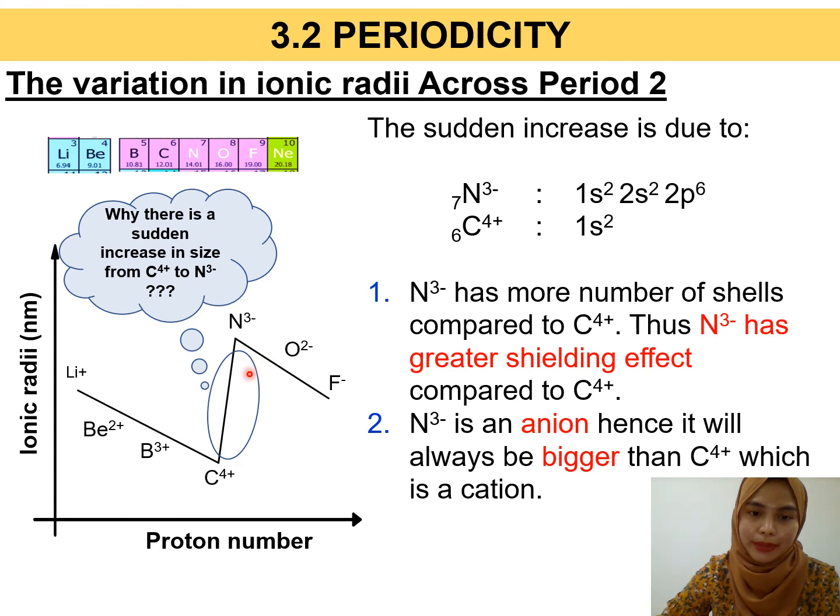Alright, so how do you explain this big jump? Earlier we discussed the overall trend of ionic radii, but how about this big jump? This big jump occurred because of the change from cation to anion. You can explain it with these two reasons. First, N3- has more shells compared to C4+, therefore N3- has a greater shielding effect. Second, N3- is an anion, and you always know that the size of an anion is bigger than C4+, which is a cation.